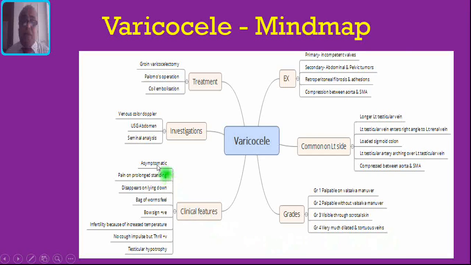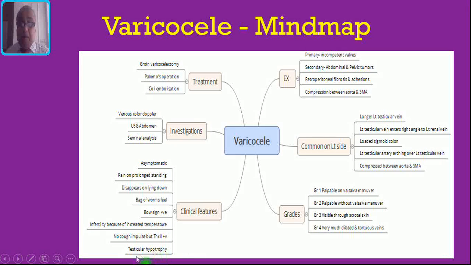Clinical features: the majority of these varicoceles are asymptomatic, or they may have a dragging pain after prolonged standing. It disappears on lying down and it reappears on standing up. Bag of worms feel is very characteristic. Bow sign will be positive, and the infertility is because of increased temperature, because of the increased vasculature in the scrotum. Usually there won't be any cough impulse, but you can feel a thrill over the veins.